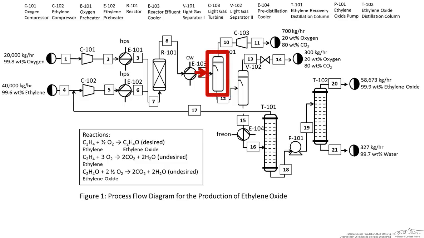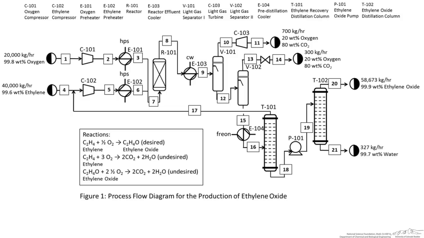Here the oxygen and carbon dioxide are separated, depressurized through a turbine, and vented into the atmosphere. This flash was not able to separate all of the lighter gases, so the bottom stream is sent to another flash unit, where the rest of the oxygen and carbon dioxide are depressurized through a valve before being vented.